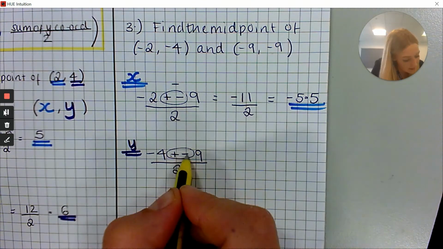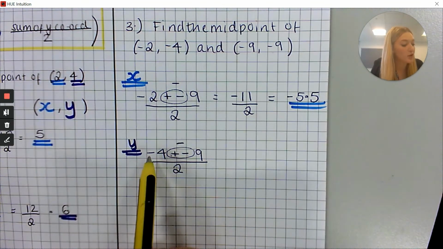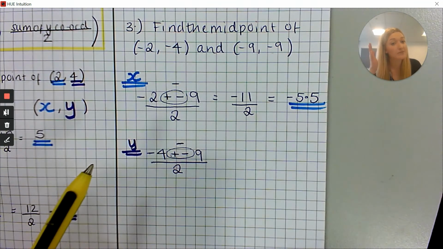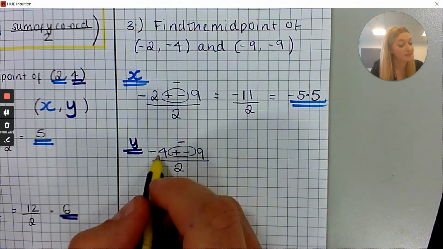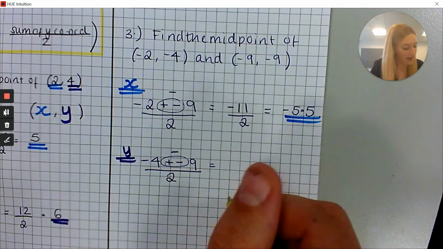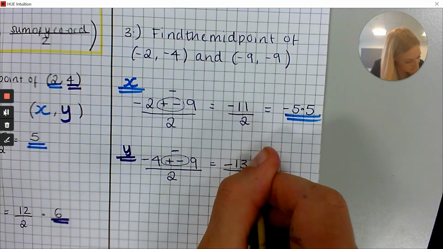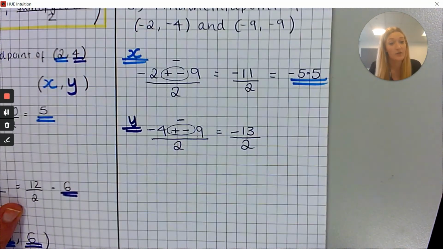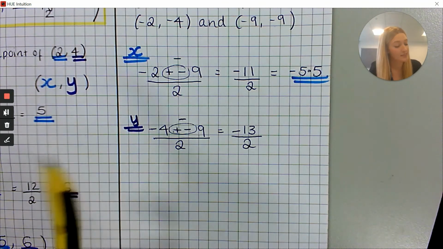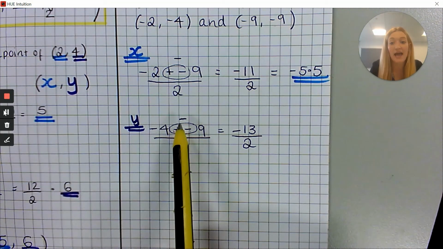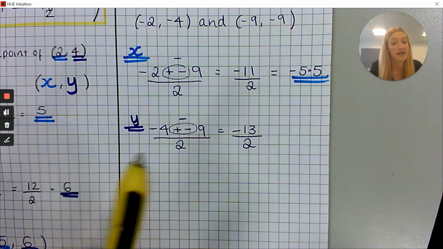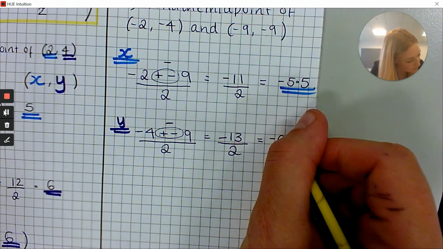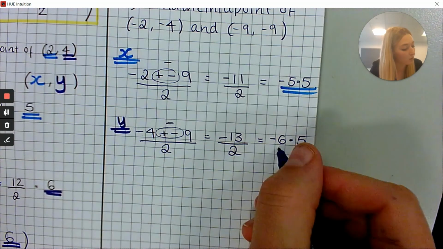Good. So these two signs become a takeaway. So I've got negative 4 take away 9. And I'm starting at negative 4 and I'm taking away 9, okay? I'm starting here. So I should have negative 13 divided by 2. I'm not doing 4 take away 9. I shouldn't have minus 5, okay? If you've got that, rewind and listen to what I was saying a minute ago. We're starting at negative 4 and we're taking away 9, okay? That gives us negative 13 divided by 2, which gives us negative 6.5, and that's my y coordinate there, okay?